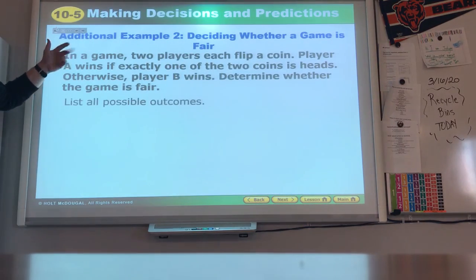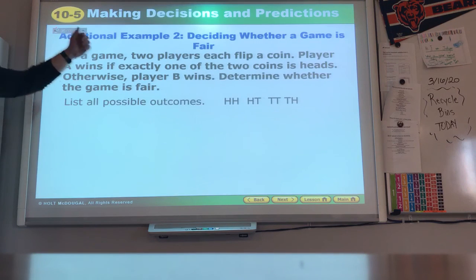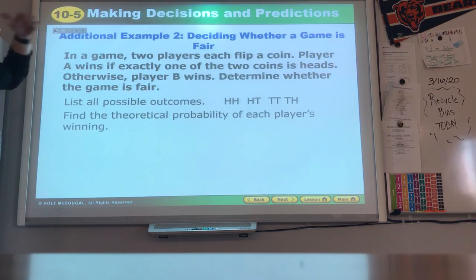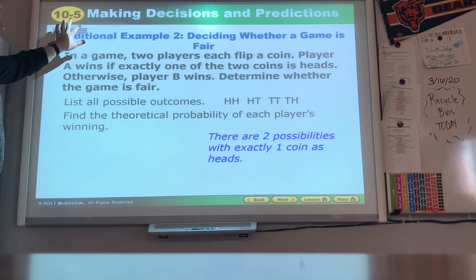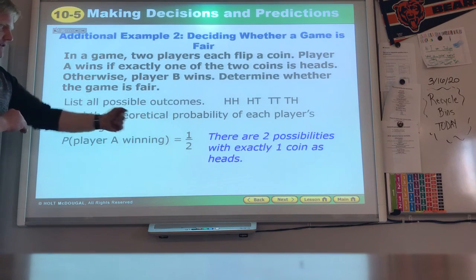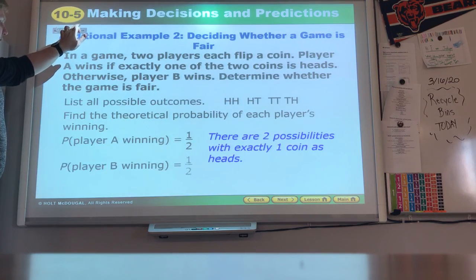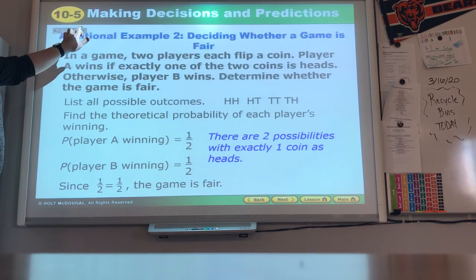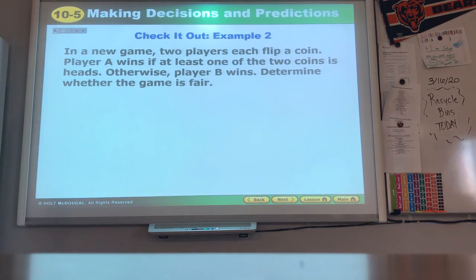Okay. So, list all possible outcomes. There they are. Find the theoretical probability of each player winning. All right. Two probabilities where that 2/4 reduces down to 1/2. For player B, that 2/4 reduces down to 1/2. Both have the same odds. That is a fair game. In a new game, 2 players each flip a coin. Player A wins if at least one of the 2 coins is heads. Otherwise, player B wins.